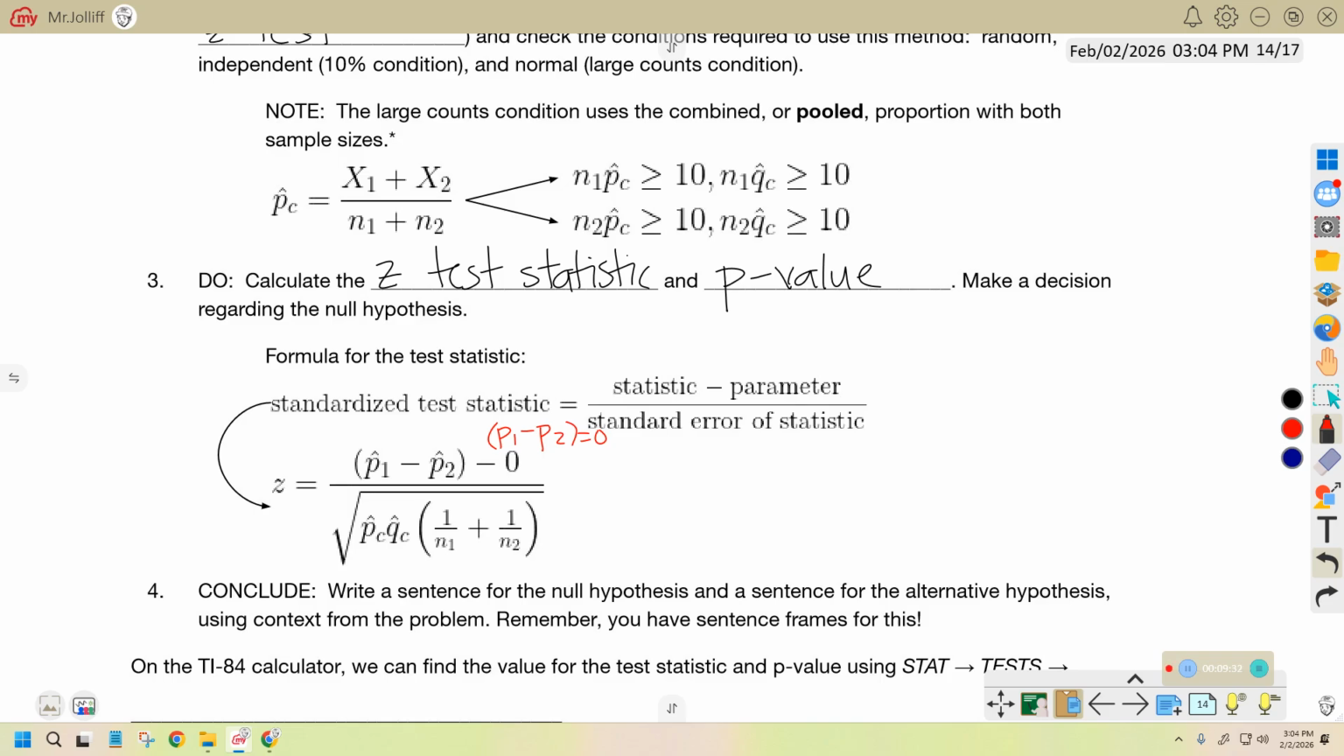The denominator kind of looks like our square root of pq over n, but now I have 2 samples, so I have 2 1 over n's. So it's p hat c times q hat c times 1 over n1 plus 1 over n2. Do I expect that you have that memorized? Heck no. On test day, where are you going to find that standard error formula? Backside of the equation sheet.